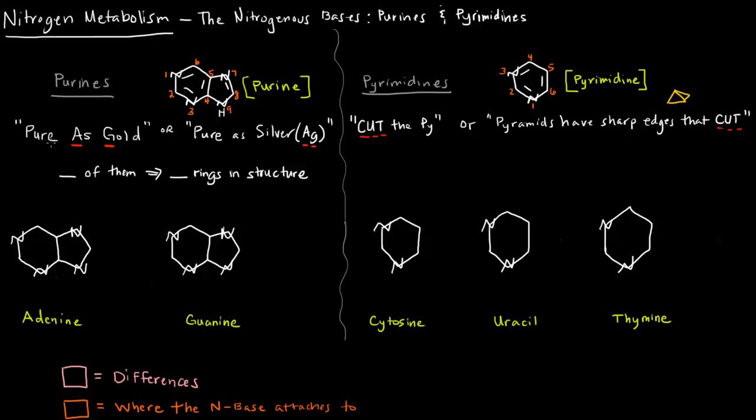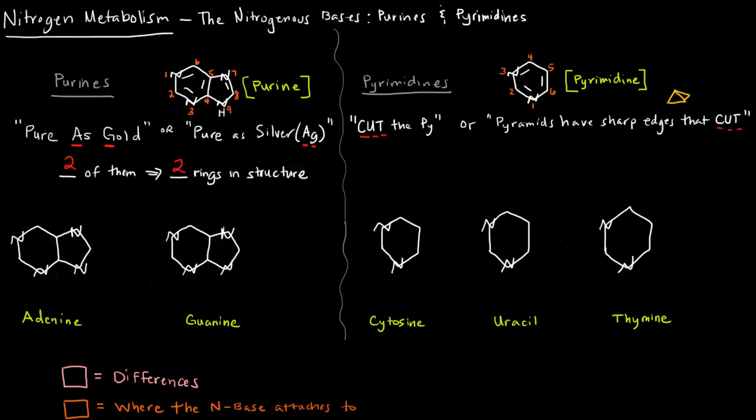So the purines, I remember them as pure as gold or pure as silver. Silver has the elemental symbol Ag. So the A and the G represent the adenine and guanine. So I remember that there are two of them. There are two purines, and each one has two rings. That kind of helps me remember.